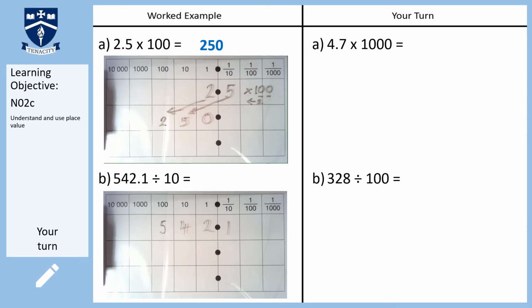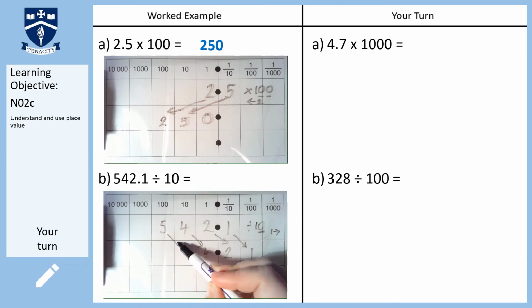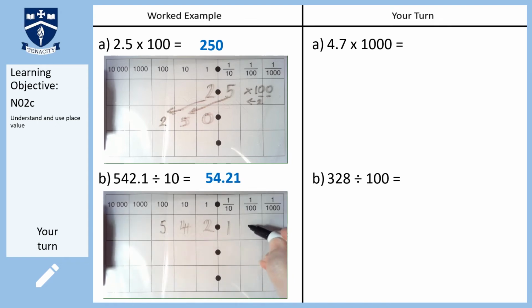Here's another example. 542.1 divided by 10. If I'm dividing by 10, my digits are all going to move 1 place to the right. So the 1 will move into the hundredths, the 2 will move into the tenths, the 4 will move into the units, and the 5 will move into the tens. We can see that our answer is 54.21.